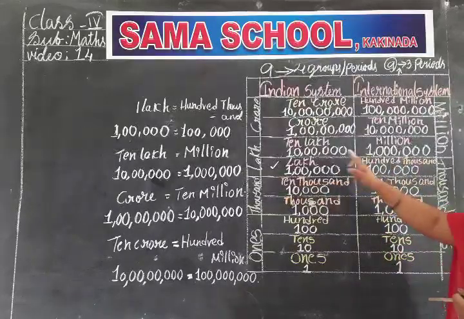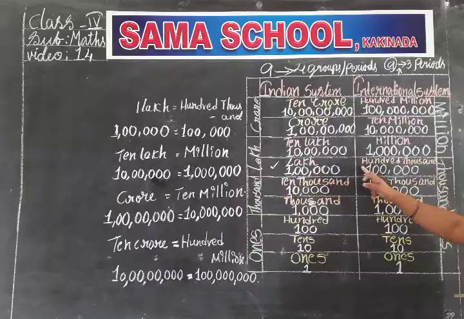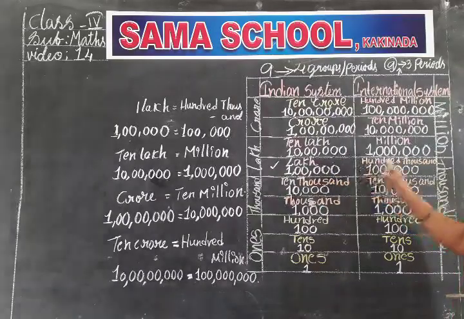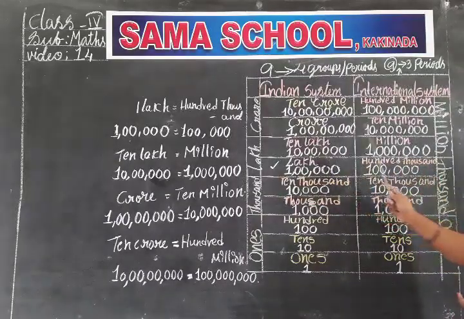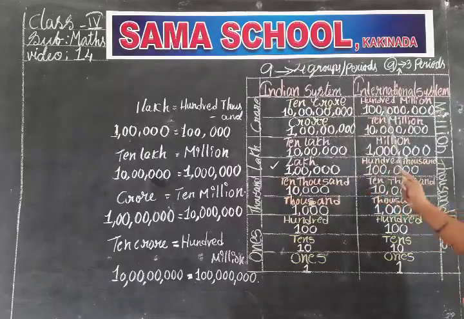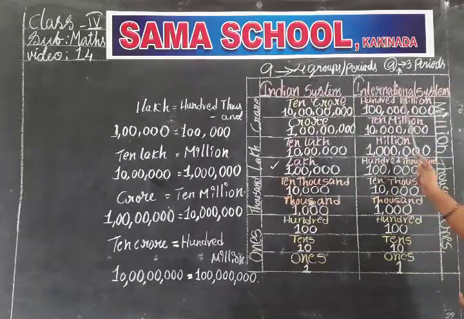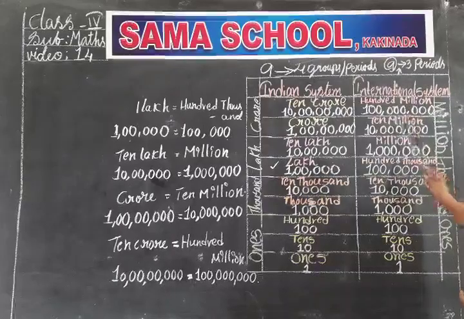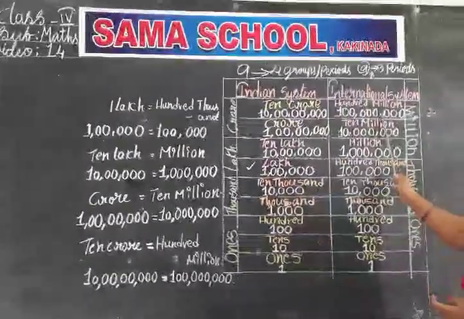1 lakh equals, in the international system, 100,000. 10 lakh equals million. 1 crore equals 10 million. 10 crore equals 100 million. While you are keeping the commas as per the periods.